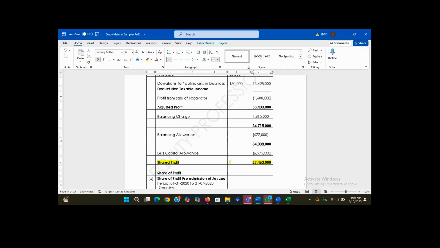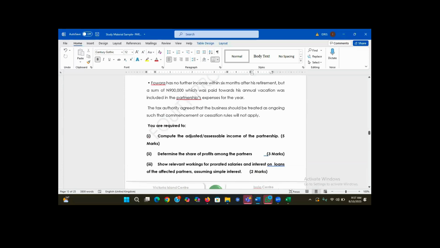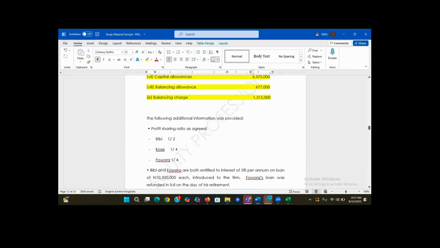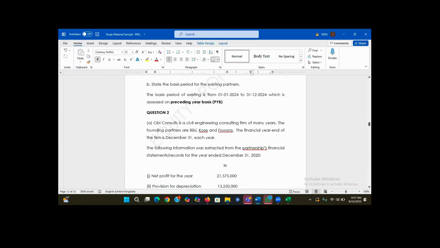So how do we share the profit? That will take us to requirement 2: determine the share of profit among the partners. That is what requirement 2 is talking about. How do we share the profit? Now, how many partners do we have?